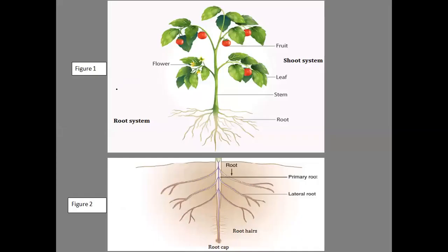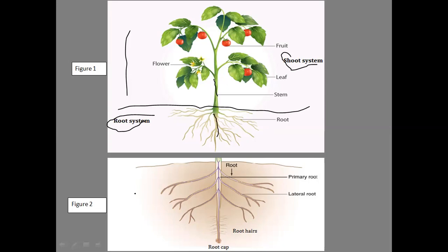You can see in figure one, this is a general description of a plant. It consists of two systems. This is the shoot system, and the shoot system is above the ground level. This is the ground level. Above it is the shoot system, which consists of stem, leaves, flowers, and fruits. And underneath the soil, this is the root system, and it consists of roots.